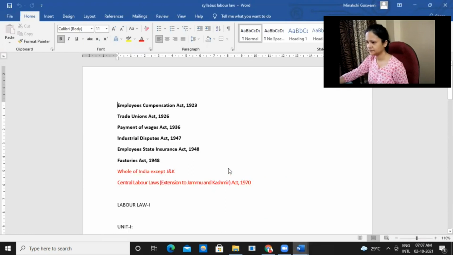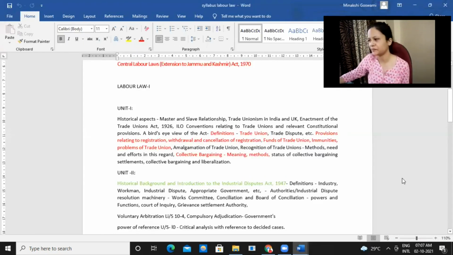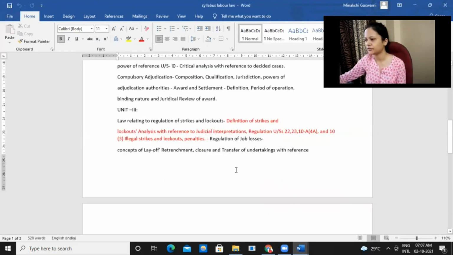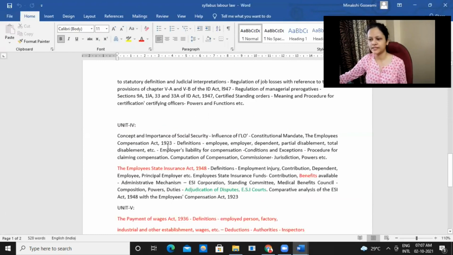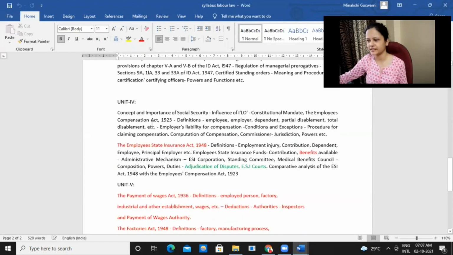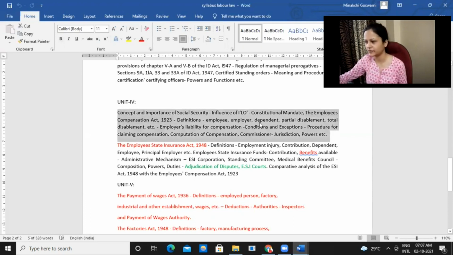So we'll see something from labor law. Okay, unit 4. In unit 4, we have two legislations, ESI and ECA, Employees Compensation Act. We have discussed a few provisions from both of these legislations, so we'll try to complete this part today. A few things we have already discussed, like about the legislation, how compensation can be claimed, all those provisions we already saw.